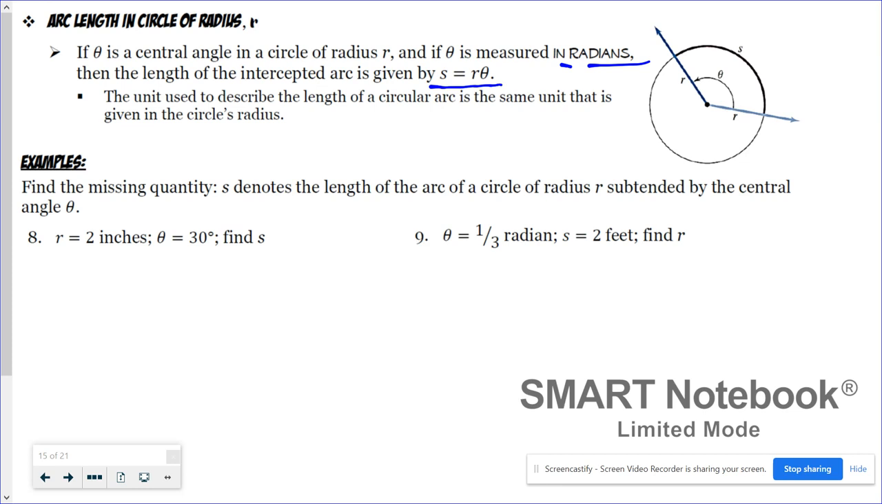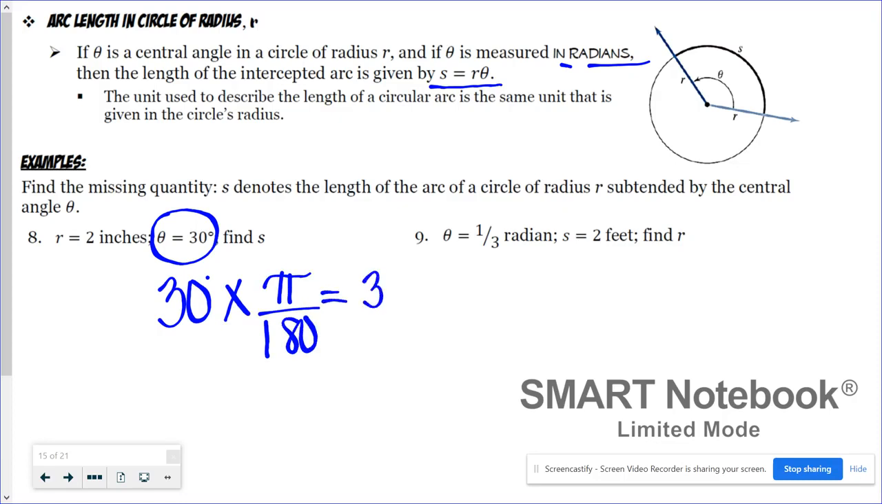Okay, so in problems 8 and 9, we want to find the missing quantity. So S is the arc length, R is the radius, and the angle is theta. So in number 8, we're given R equals 2 inches, theta is 30 degrees, find S. Okay, so we have to start with theta because our arc length formula is written in terms of radians. So I need to take the 30 degrees and convert this into radians. So I need to multiply it by pi over 180.